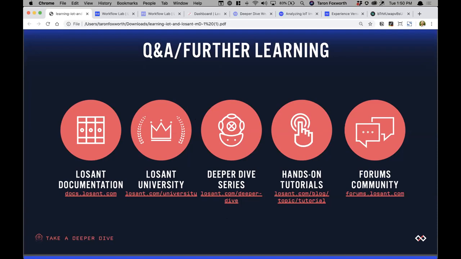I do have another question that might be good for either Taron or for Brandon. What is the best resource to find hardware that is capable of running the Losant Edge agent? Is there a catalog of certified hardware? And certainly I can talk about partnerships, but Taron or Brandon, if you want to take this first.